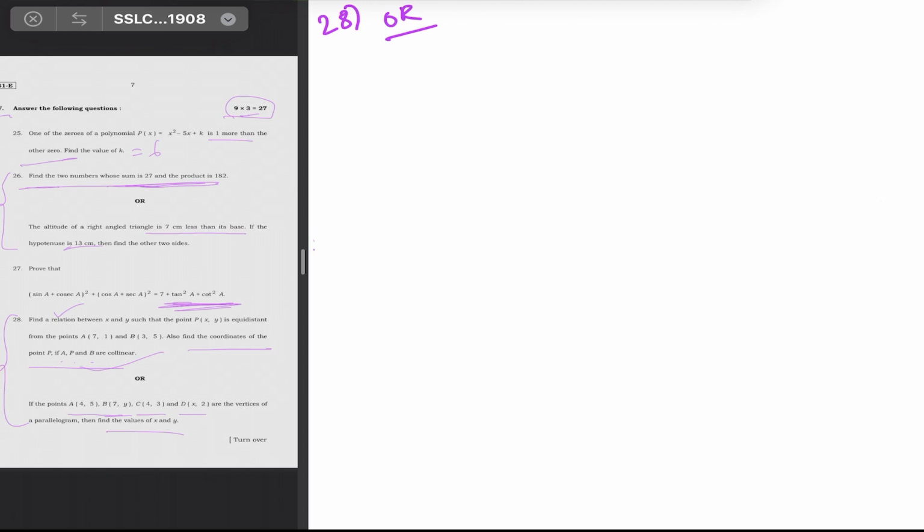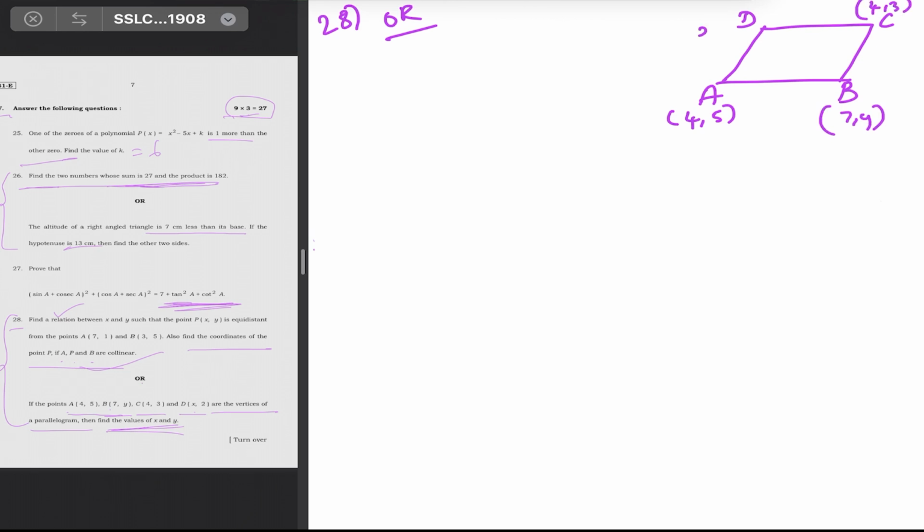Coming to the 28th question, points A, B, C, D along with the coordinates are given, saying that they are the vertices of the parallelogram. So, we have to find the value of x and y. If this is the parallelogram, it is just a rough diagram. If we consider this as a parallelogram ABCD, the coordinates are given as follows. A is (4, 5), B is (7, y), C is (4, 3), and D is (x, 2). So, these are the vertices of the parallelogram given. We have to find x and y.